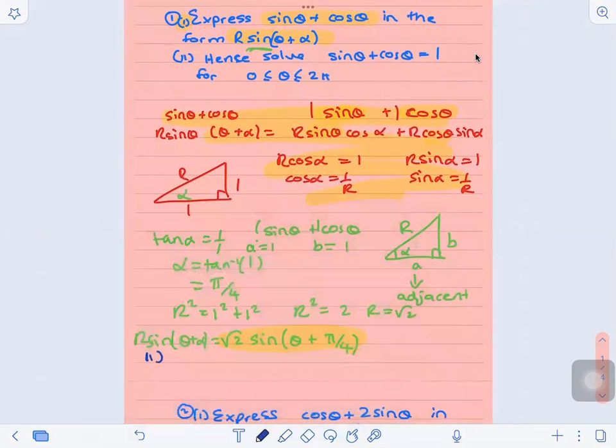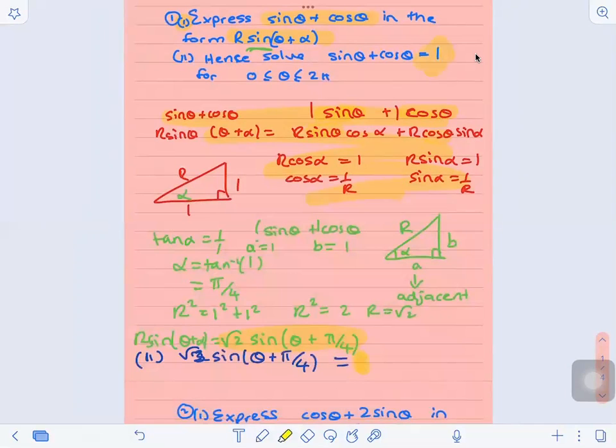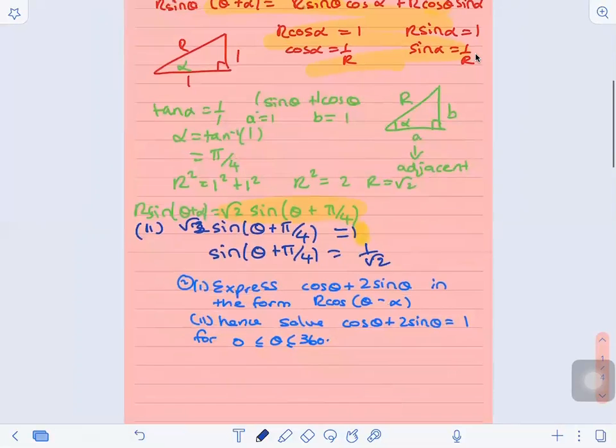Okay, hence solve that equation. So I'm going to do the hence part. That means root 2 sine (theta plus pi on 4) would have to equal the number on the right hand side there, which is 1. So then you divide by root 2, so sine (theta plus pi on 4) equals 1 on root 2. And then you need to solve that equation.